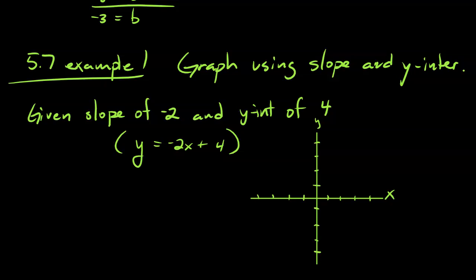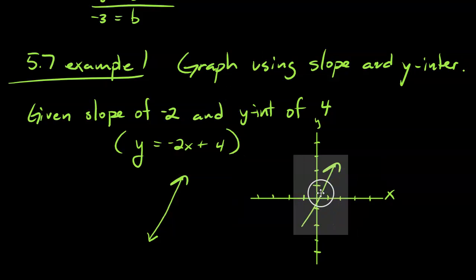So if I draw a line with a slope of 2, it's going to look like this. Okay? The problem is, I don't know where to draw.